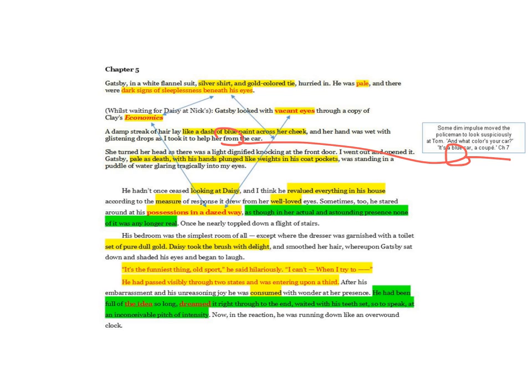And then we see how he passed visibly through 2 states and was entering upon a third. After his embarrassment earlier, unreasoning joy, he was consumed. Another brilliant word, definitely relating to that monetary semantic field. With the green stuff on desire, we're already hinting at this idea of dissatisfaction and anticlimax, which is a word in the novel, so be comfortable using it if you're making this point.